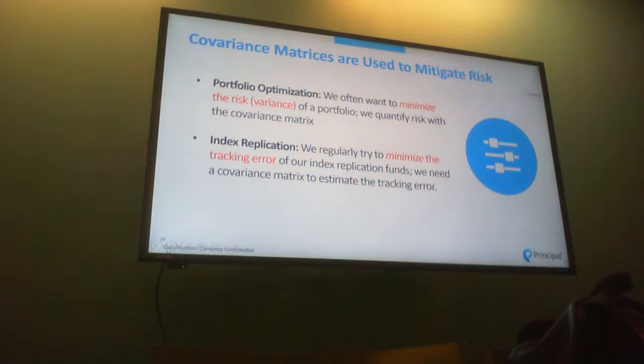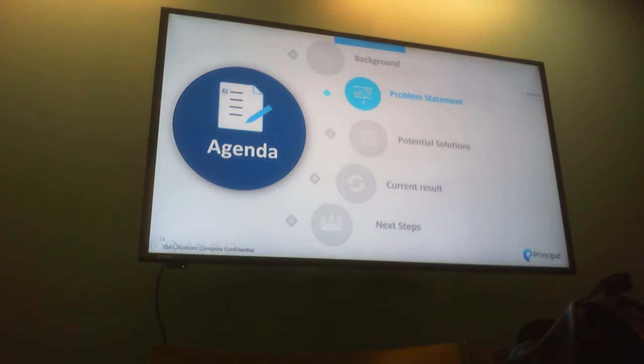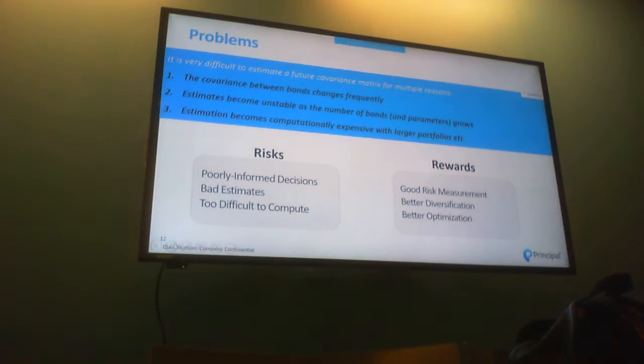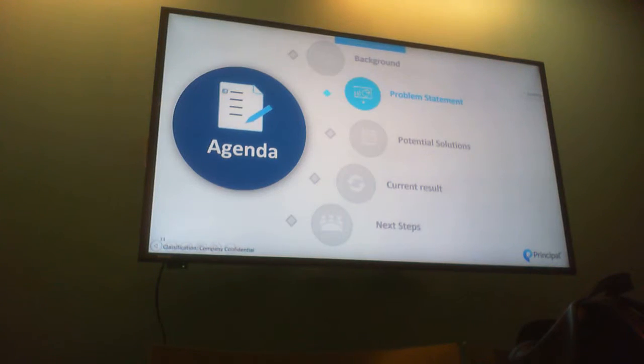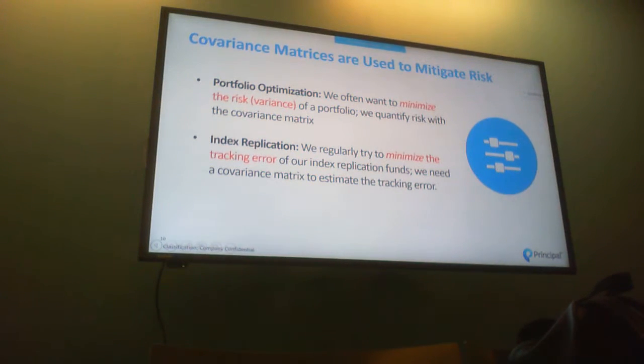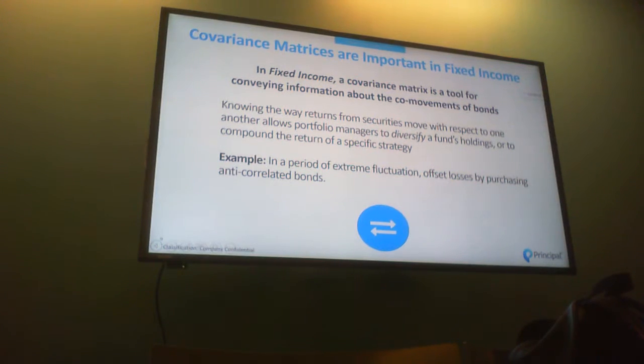So covariance matrices are used to mitigate risk, and in portfolio optimization, we want to minimize the risk, which is the variance. And then in index replication, we try to minimize the tracking error. So the problem statement for our project. Hang on one second. Can we go back to the slide we were just on? So one more. There you go. No, one forward. We're talking about tracking error.